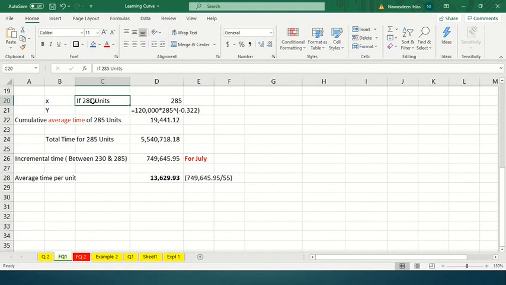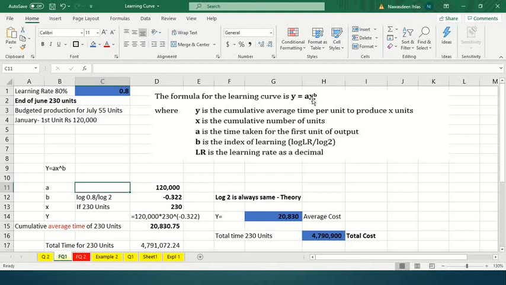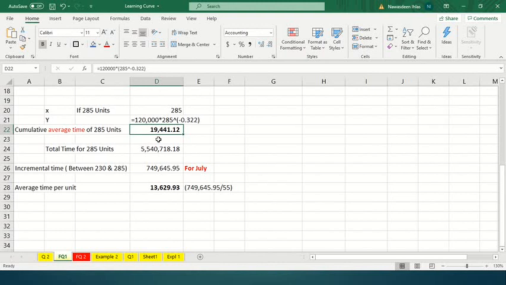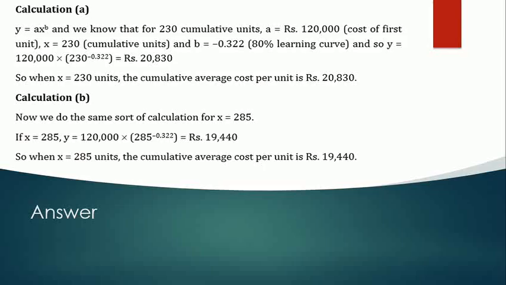පොඩි දෙයක් කරන්න තියෙන්නේ ළමයි, මේ සූත්‍රයේ x ට 285 ආදේශ කරන්න තියෙන්නේ. Other things will be same. So a will be same, b will be same. Only thing x will get change. X විතරයි වෙනස් කරන්නේ. If x gets change, what will happen? Your average cost per unit will become 19,441. So I have applied it already. A won't change, B won't change, only this x will get change. As a result, our cumulative average time will come to this amount. So cumulative average time approximately it is 19,440.